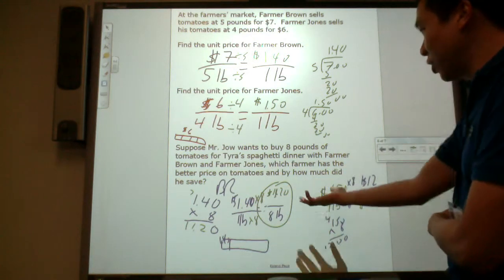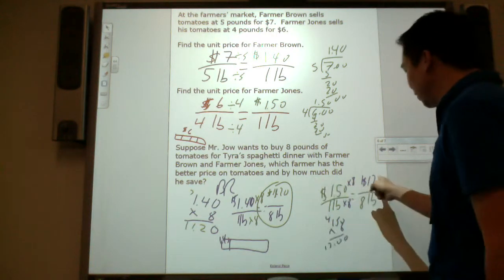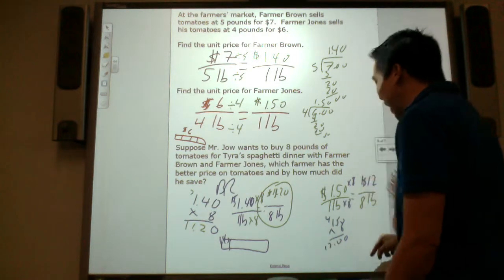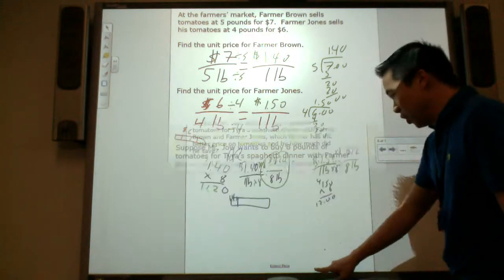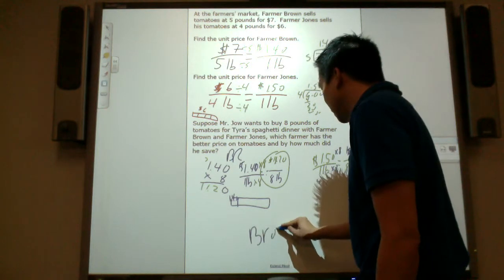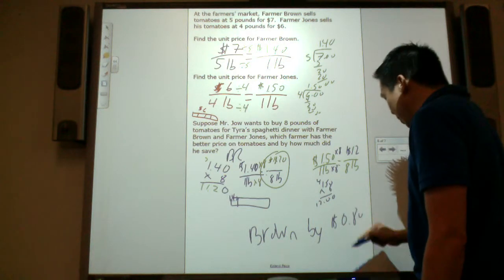So, which farmer has the better price? Well, Farmer Brown only costs $11.20. How much will I save compared to the other one? Well, if this costs $12 and this costs $11.20, I will save 80 cents. So the answer for this one would be Brown by 80 cents.